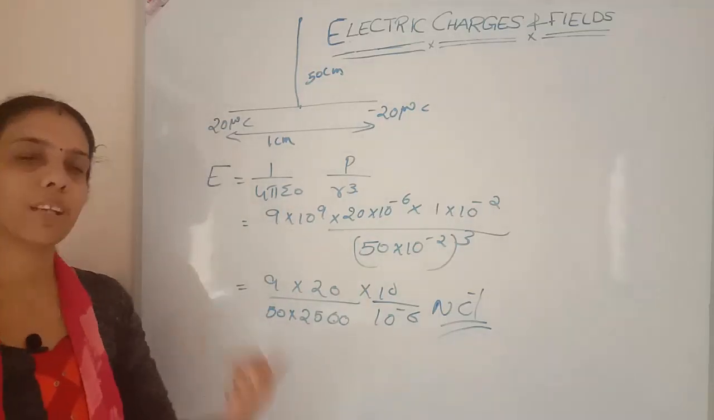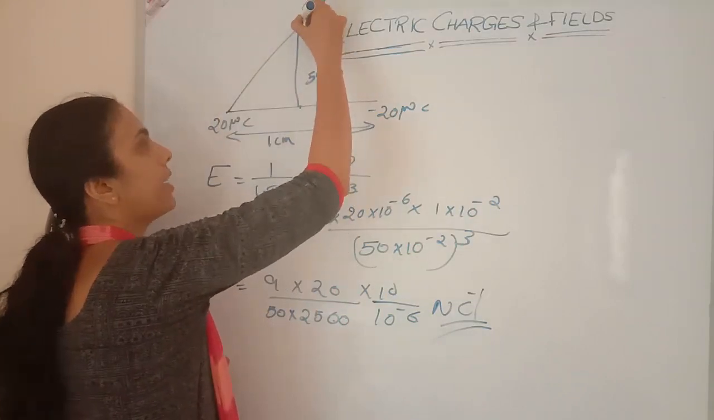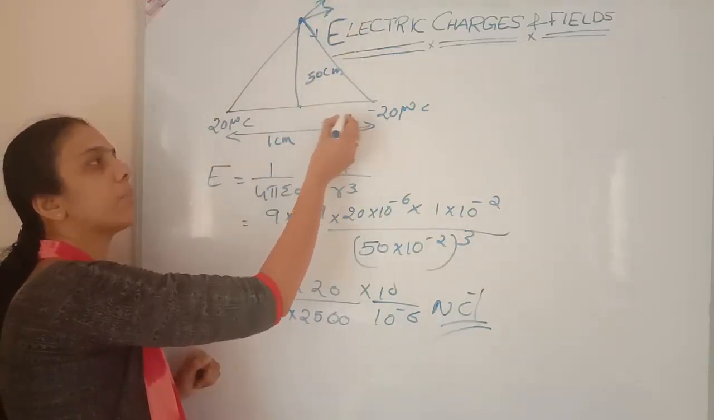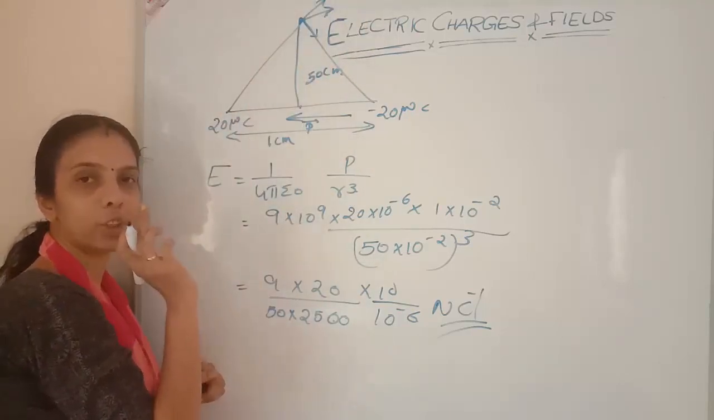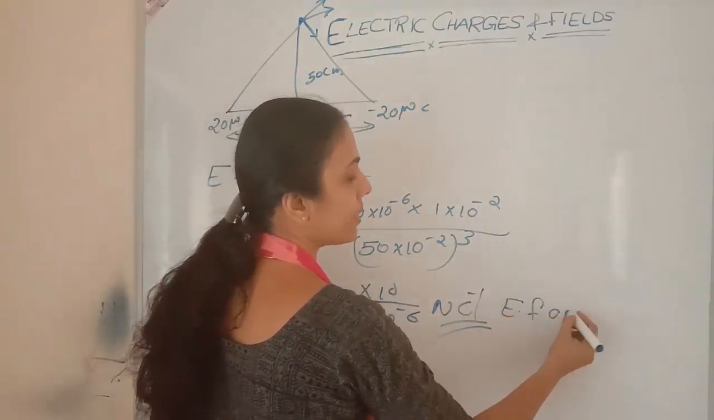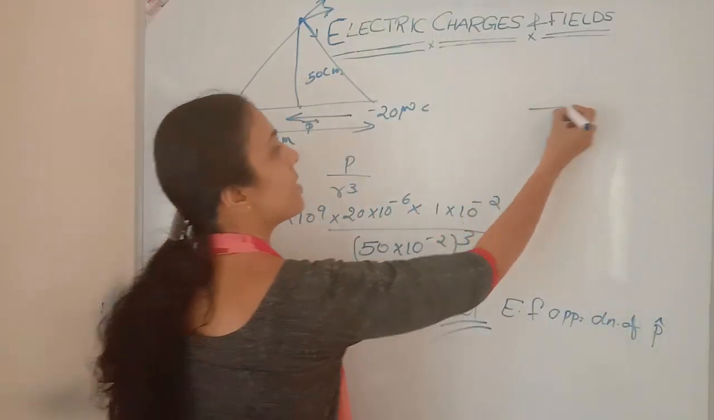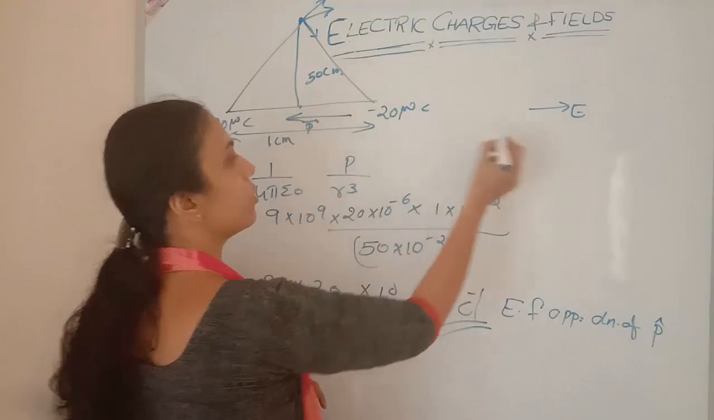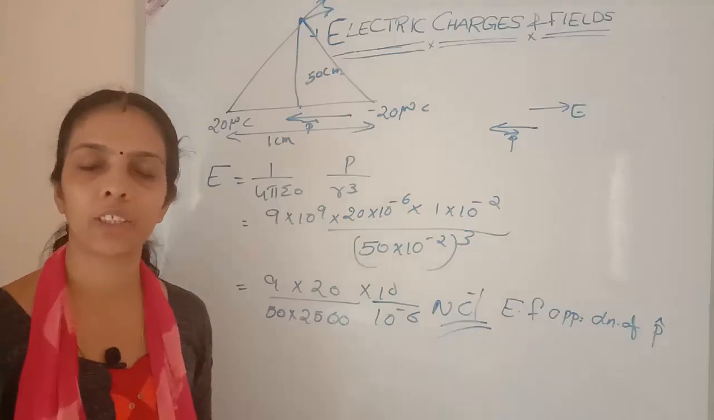What will be the direction of the electric field in this case? See here, remember the force is acting in this direction and here it is acting in this direction. The electric field is acting in this direction, and P is acting from minus q to plus q in this direction. So the electric field is acting opposite to the direction of the dipole. The final electric field is 2E cos theta. Here the electric field will be acting opposite to the direction of the dipole.